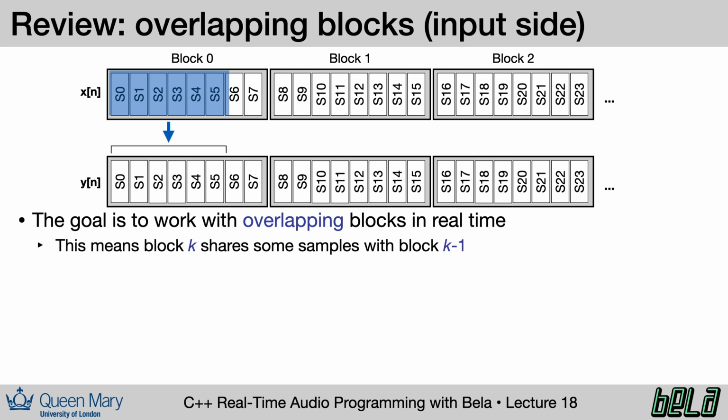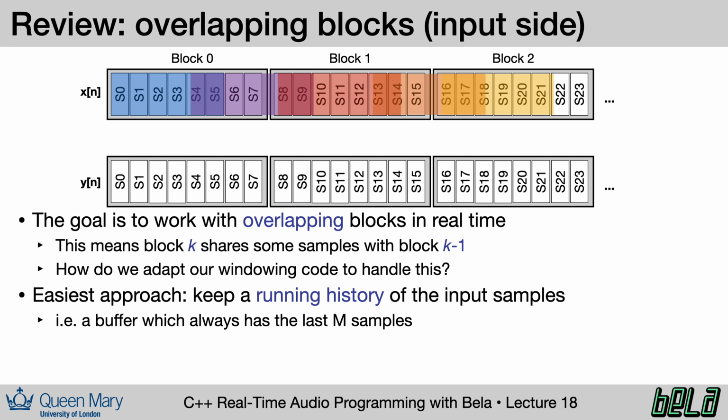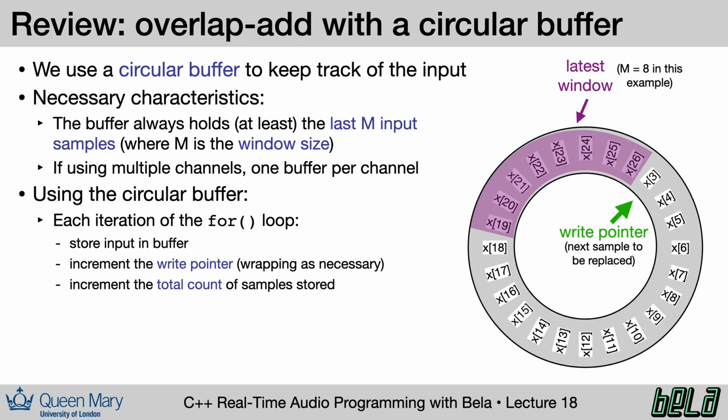Our goal was to work with blocks that overlapped one another, such that subsamples in block K would also be shared with the previous block K-1. And what we came up with was to keep a running history of our inputs, such that at any time we could always retrieve the last m samples. We have a data structure which does exactly this, and it is, of course, the circular buffer. So by storing our input signal in a circular buffer, then every time a new hop elapses, we could pass the most recent m samples from the circular buffer to our FFT, and this is how we did it.